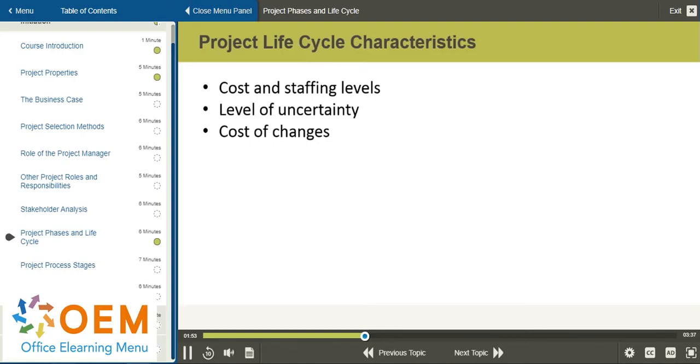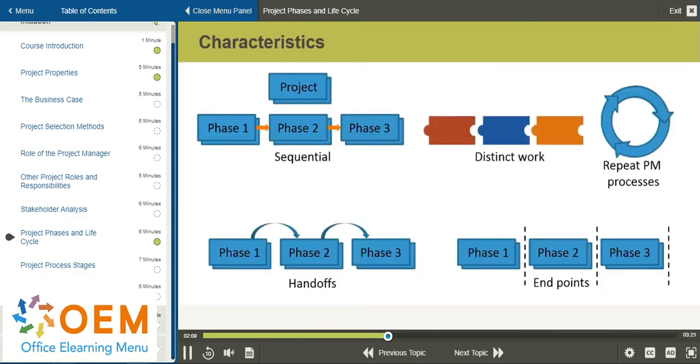All projects are likely to undergo changes. This may be to adapt to changing circumstances or to correct errors. The cost of making changes is the lowest at the start of a project. As more planning and work is done, the cost of making changes continues to rise.